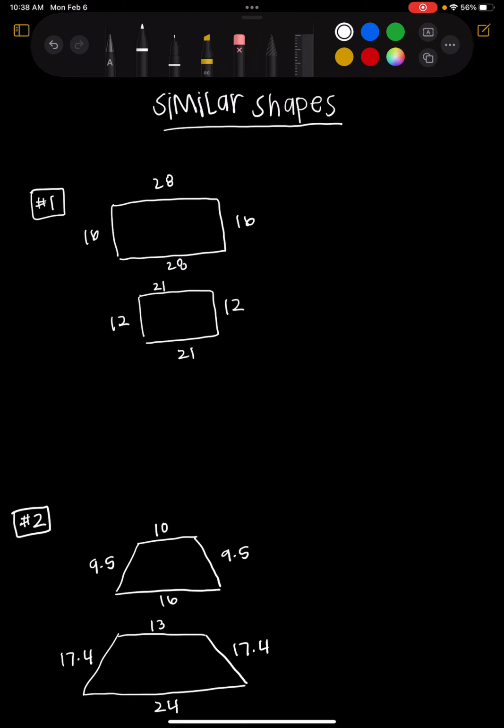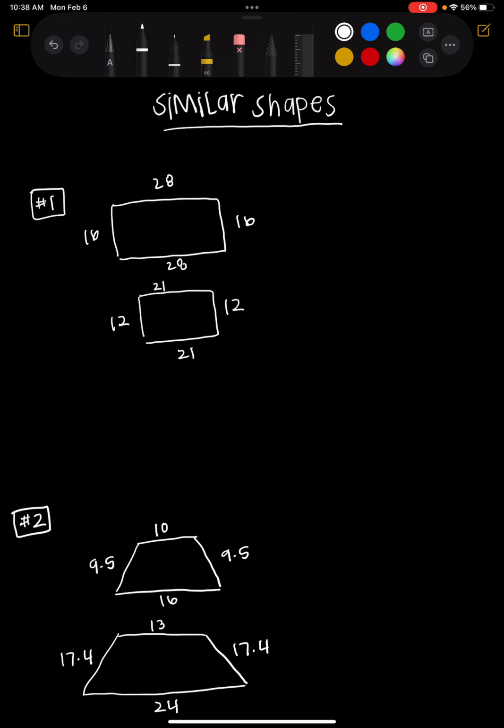So in order to determine if something is similar or not, what we have to do is set up some proportions that compare the two shapes, and if those proportions are equal to each other, then the shapes are similar. So the way that I like to do this, for the first two examples, what we're going to do is decide if the shapes are similar or not. And the way that I like to do this is I like to compare side to side.